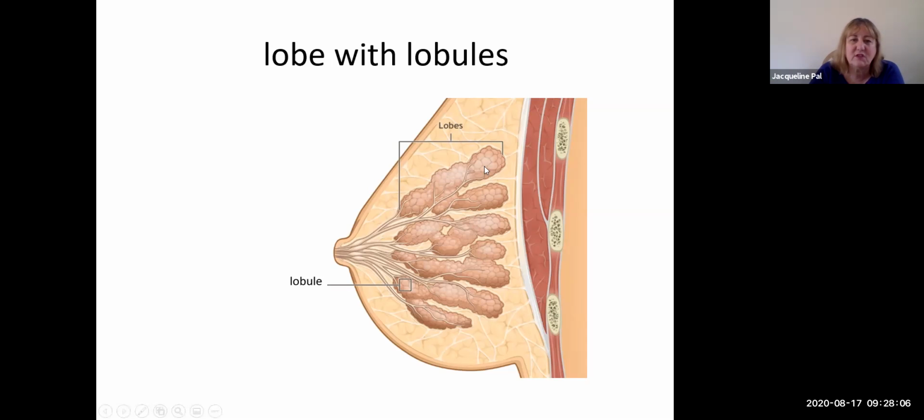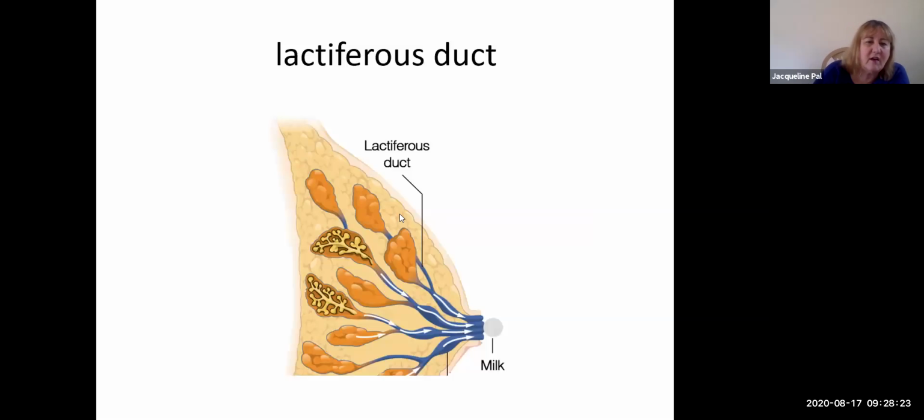And so structures related to milk are these huge long things, each of which is known as a lobe. And if you look at the lobes, what you will notice is they are all composed of these smaller little structures known as lobules. Now, each lobule and lobe will drain the milk into a duct, which is known as a lactiferous duct.